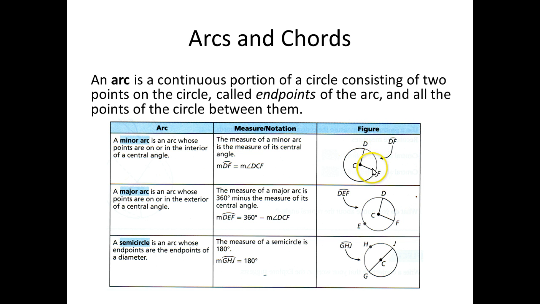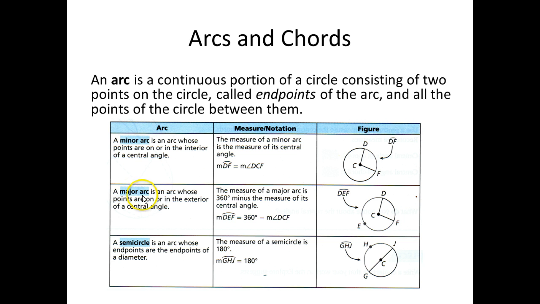Okay? So a minor arc in particular is an arc whose points are on or in the interior of the central angle. So for example, take a look at this central angle DCF. Notice that all of these points here are on the interior of this angle, or on the inside. All of these points are on the inside of this central angle DCF. Therefore, I call this a minor arc.